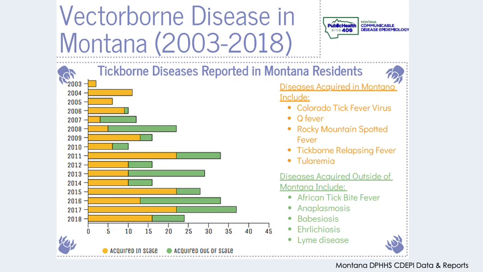Vector-borne disease in Montana, if we look specifically from 2003 to 2018, we can see there is a trend in tick-borne diseases reported in Montana residents, and this breaks it down between tick-borne disease acquired in Montana in the yellow and tick-borne disease acquired outside of Montana. And you can see varying levels, but a trend upwards as we're thinking about potential index of suspicion, our concerns as we're evaluating a patient, potentially thinking about their risks.